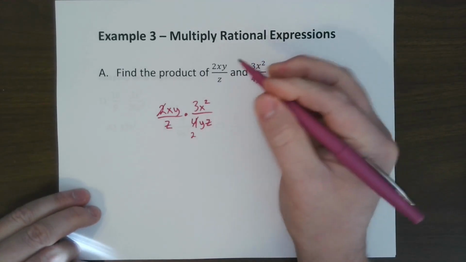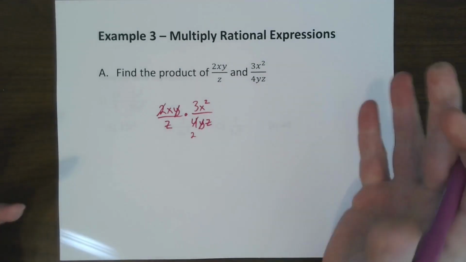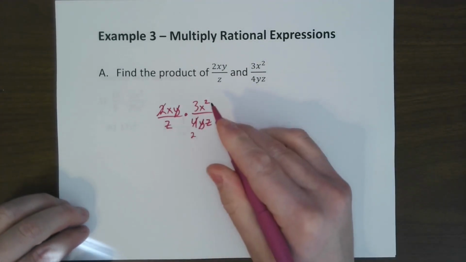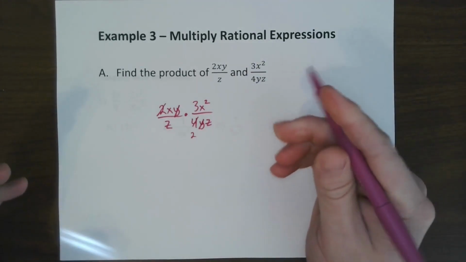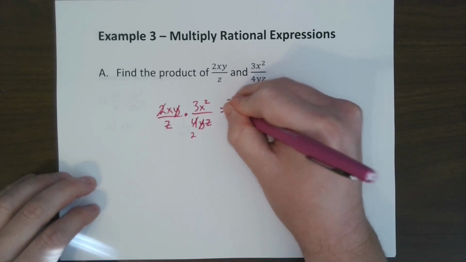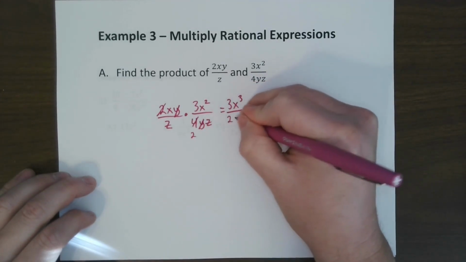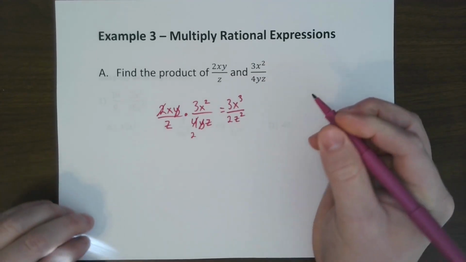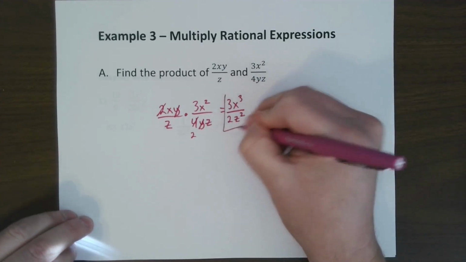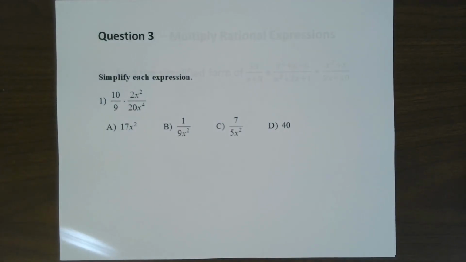There's no x's on the bottom. There's a y on the bottom? Yeah, there's a y on the bottom. So we cancel everything we can. There's no 3, no x, we're good. And now we combine what's left. So we get 3x cubed, over, there's 2 there, so 2z squared. And that's it. Go ahead and try this problem.